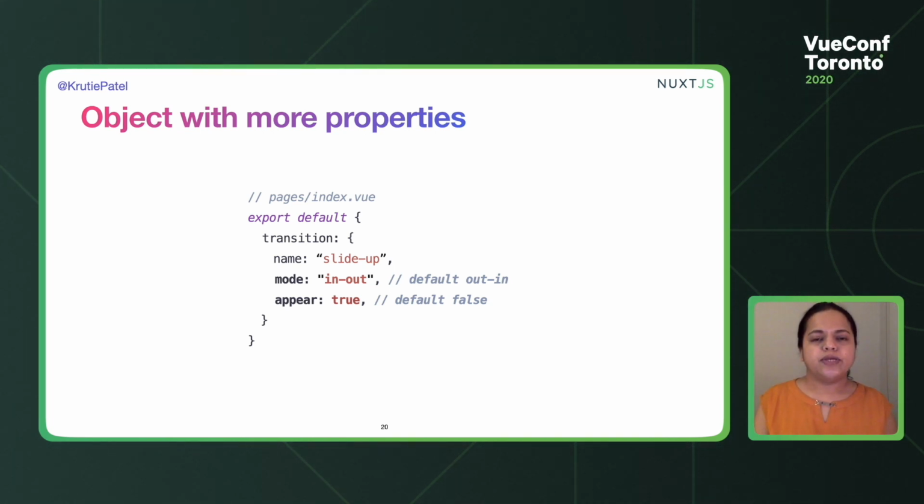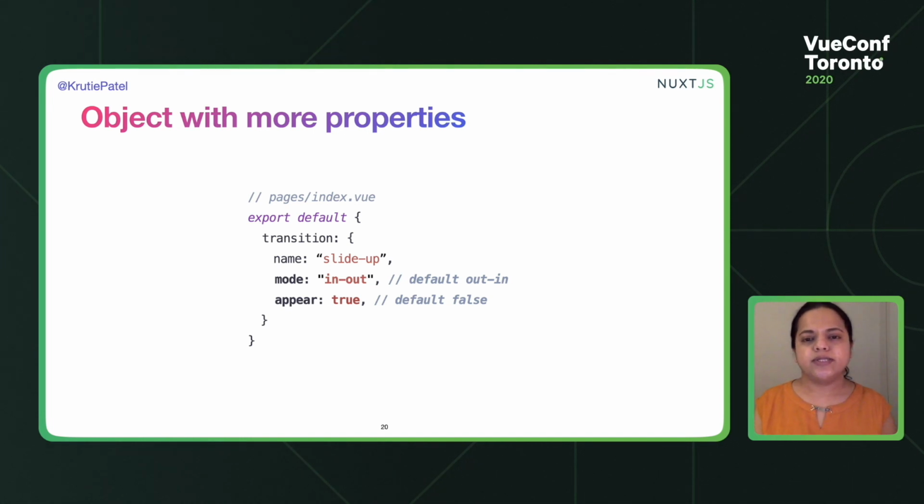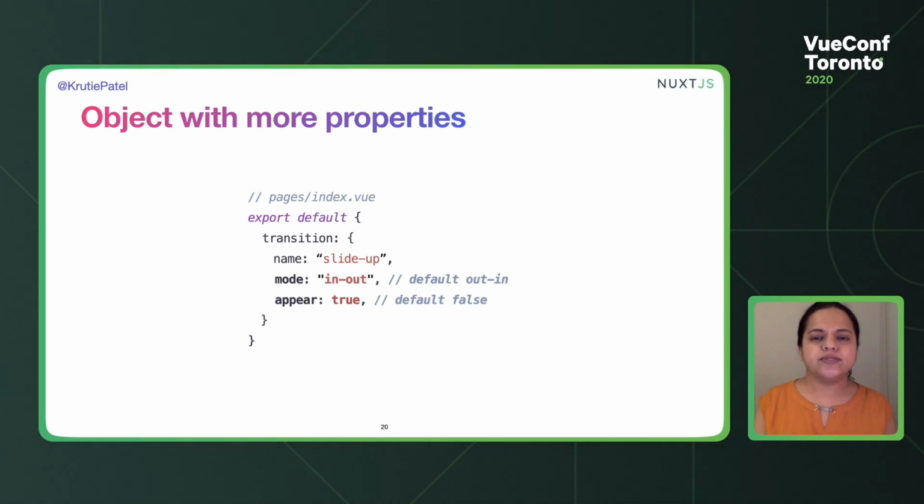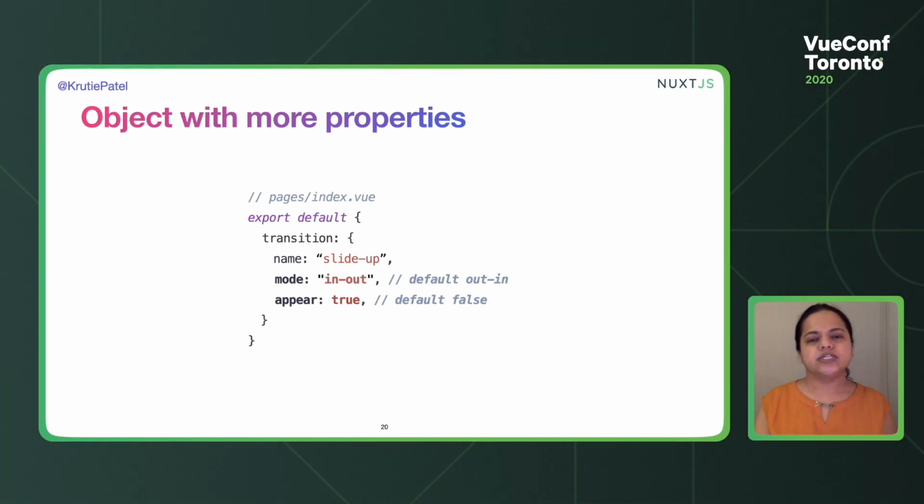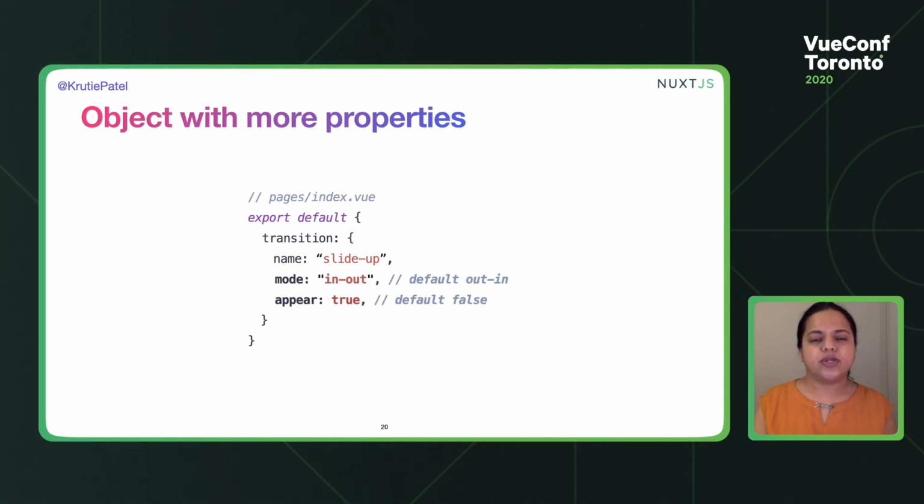For example, by default, Vue's transition component waits for the current element to go out before the new element comes in. Hence, the default mode is always set to out-in. But if you need to customize this behavior, you can always use the mode property and set it to in-out. Similarly, we have another key called appear. Appear helps us apply transition on initial render, and by default its value is set to false, which you can always customize when you define your transition in object format.